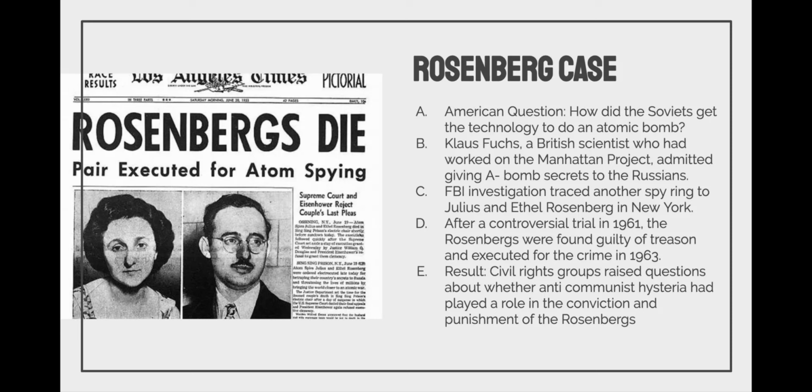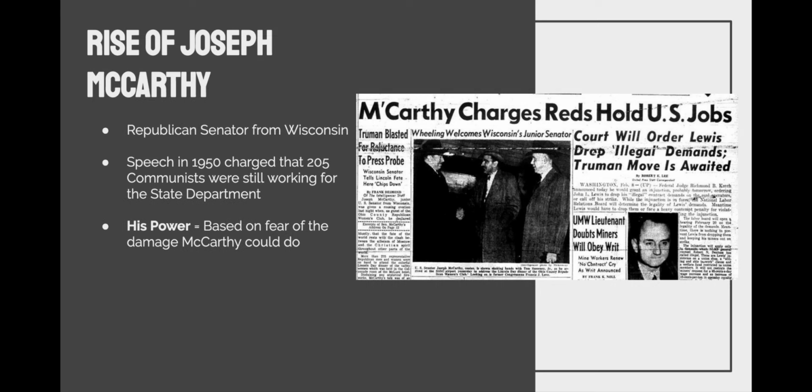So you have all these cases where it's like, maybe rushed to judgment. I'm not saying I think the Rosenbergs are innocent. I'm not sure. But it's one of those things that it happens so quickly. The hysteria kind of gets caught up. So those are things that we're looking at.